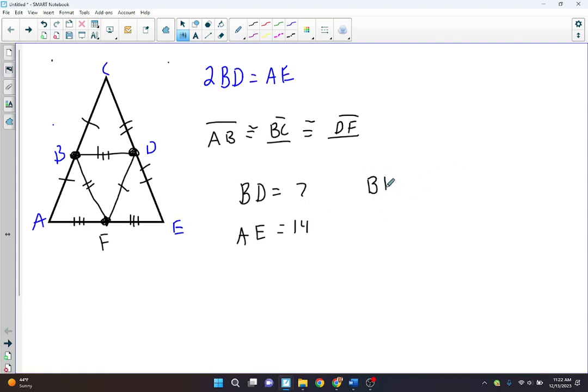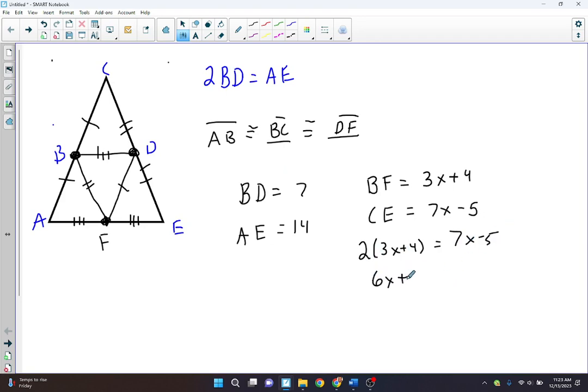And let's say I said BF equals 3x plus 4. And let's say I made CE 7x minus 5. I'm giving you this. You do 2 times 3x plus 4 equals 7x minus 5. So the BF, the small piece inside, you're going to double it. So 2 times 3x plus 4 is going to equal the long piece over here, which is CE, so 7x minus 5. 6x plus 8 equals 7x minus 5. Quick algebra. X equals 13.